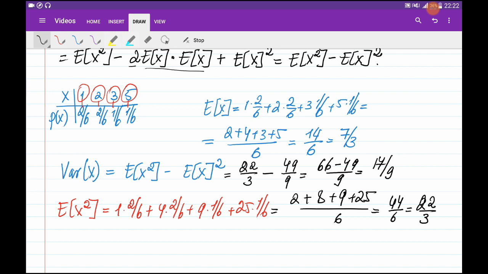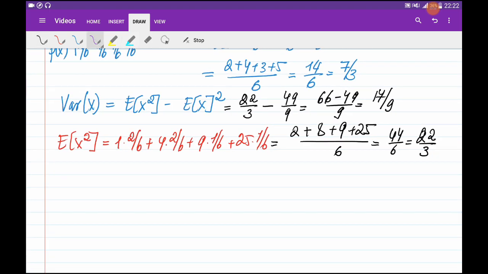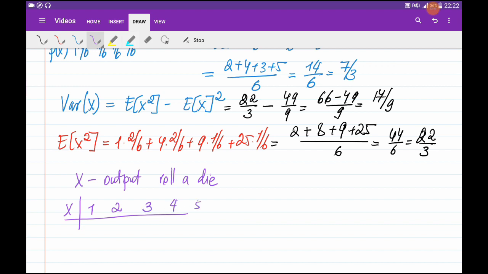Another example of finding the variance is more intuitive. Let's assume the random variable from our classical example. So X, let's say, is the output when we roll a die. It can take 6 different outputs: 1, 2, 3, 4, 5, and 6 with equal probabilities.